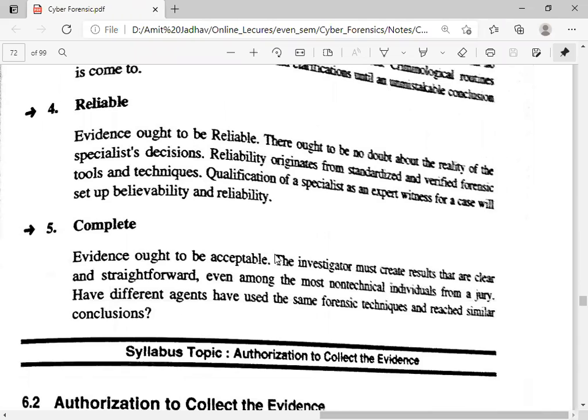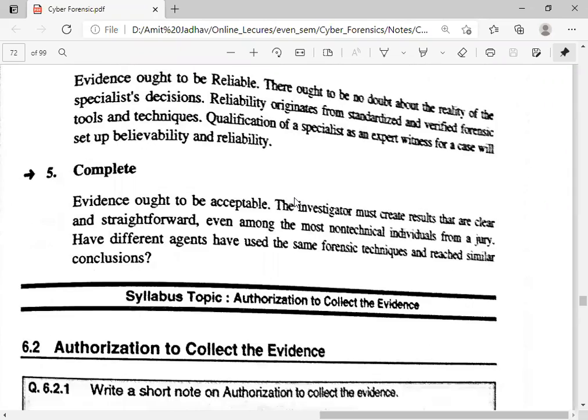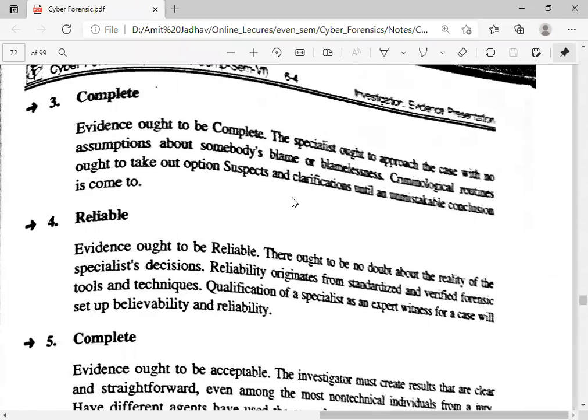Next one, it should be reliable. That means the proof is reliable. It cannot be updated or changed. There ought to be no doubt about the truth of the specialist's decision. The reliability originates from the standardization and verified forensic tools and techniques. Qualification of the specialist as an expert witness for the case will establish believability and reliability. So the evidence that is put in a court must be reliable and complete.